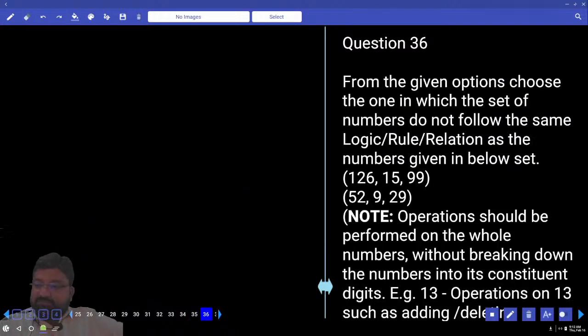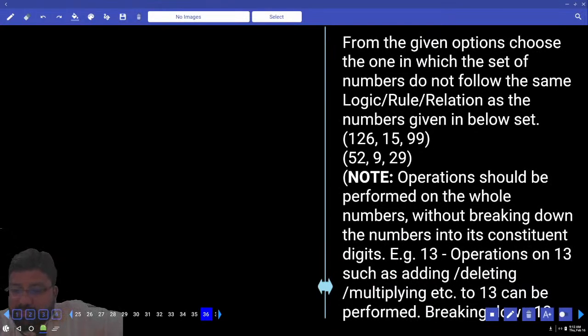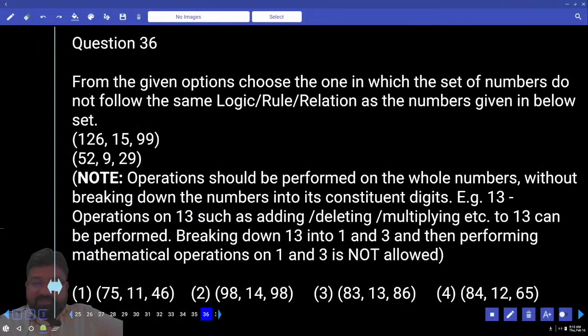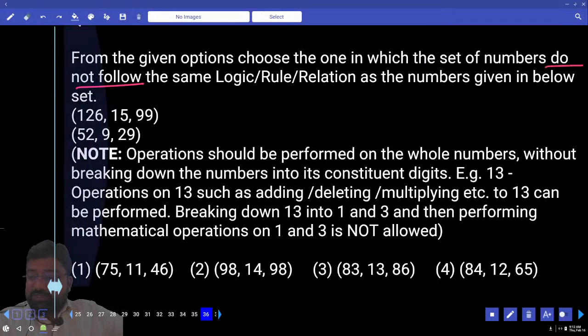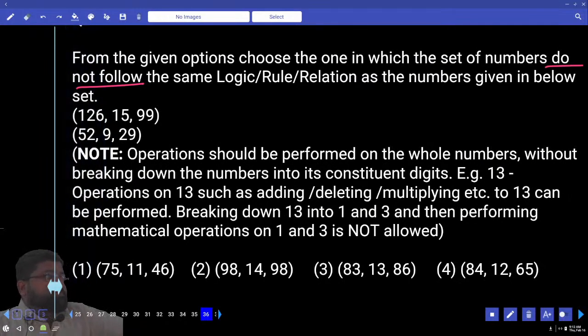So from the given option, choose the one in which the set of numbers do not follow. Please be careful. What is he talking about? He's talking about do not follow. Adhamatunda? Follow na? Do not follow na? The same logic rule relation as the numbers given below the set. 15, 99, and then you have 126.